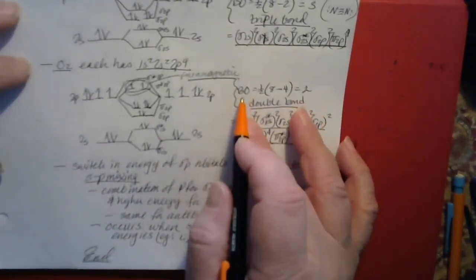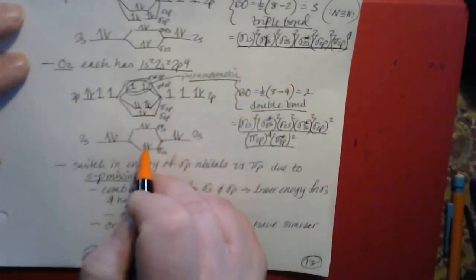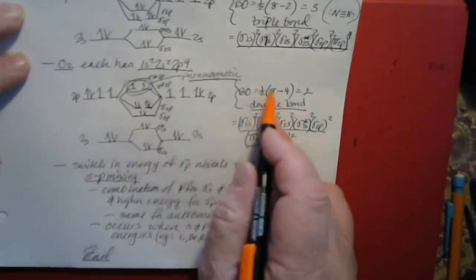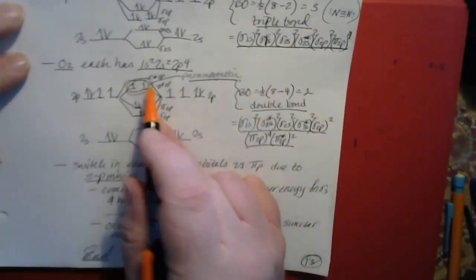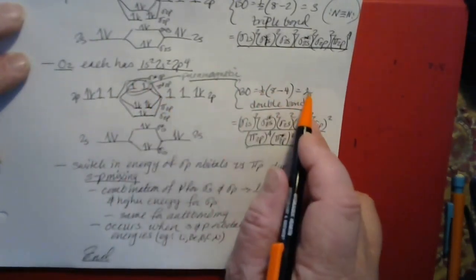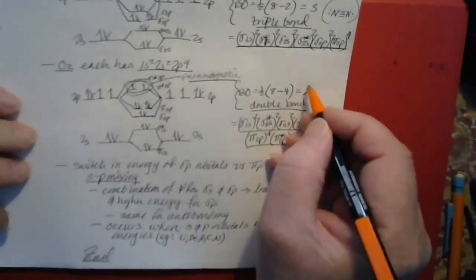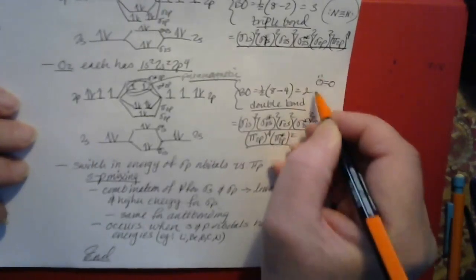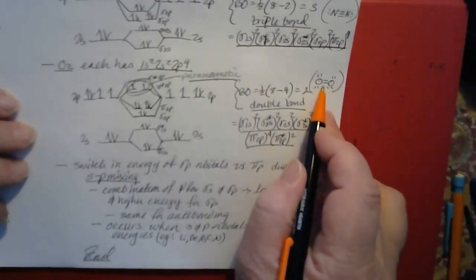The bond order for O2 would be 1/2 number of bonding electrons, which is 1, 2, 3, 4, 5, 6, 7, 8, minus anti-bonding electrons, which is 1, 2, 3, 4. So 1/2 of 8 minus 4 is 1/2 of 4, which is 2. In other words, O2 forms and it has a double bond. Just like that.